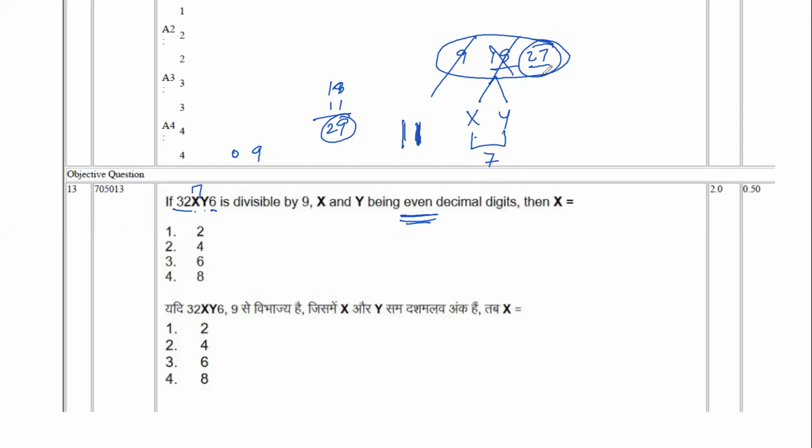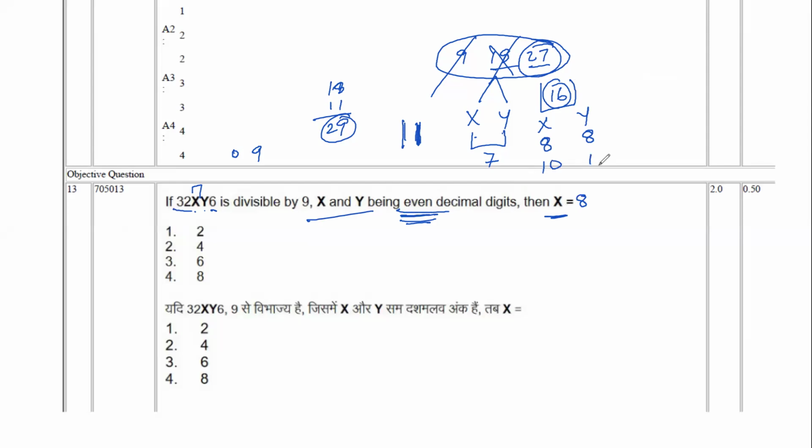So I need X and Y to be adding up to 16. And 16 is an even number. So the two numbers that would add up to 16 are 8 and 8. X and Y being even decimals, then X is what? So X is 8. Understood, guys?